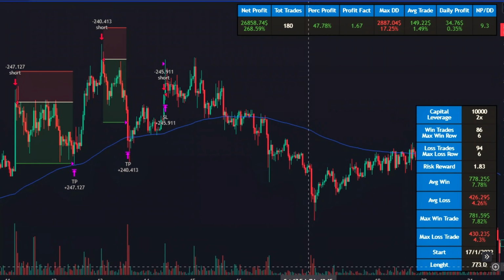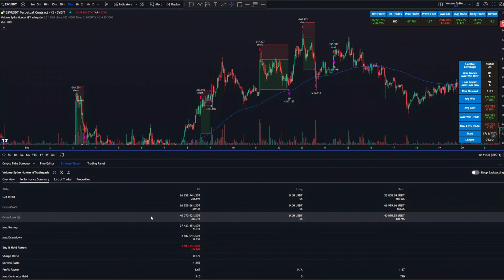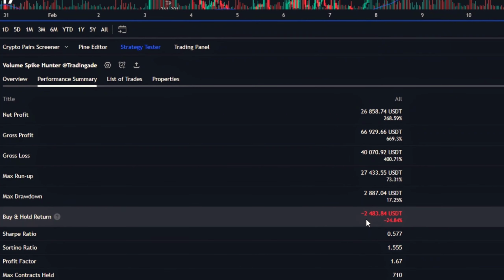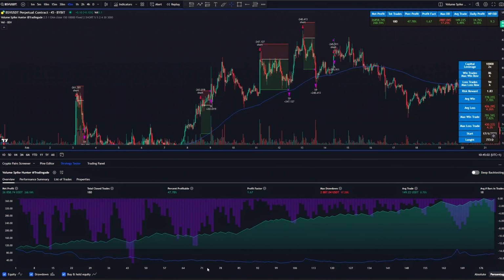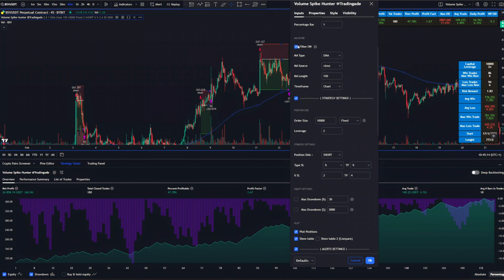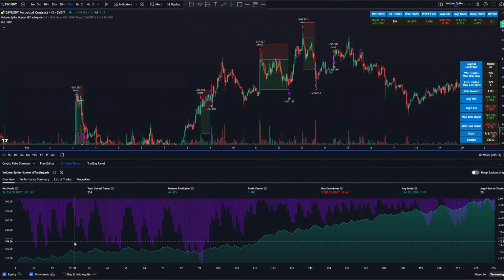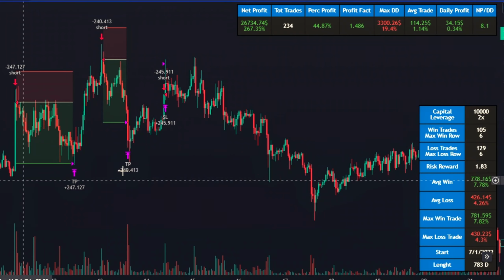We are backtesting more than 2 years of chart. Let's check other statistics. Buy and hold return minus 24.84%. What I like the most of this strategy is the equity shape and the theory behind the strategy. If we try to disapply the filter, as you can see, we still have a good equity. Net profit slash drawdown is a little bit lower, but isn't changed so much.